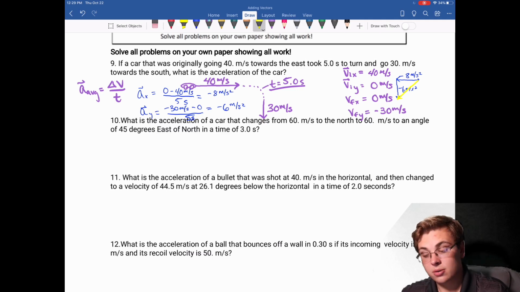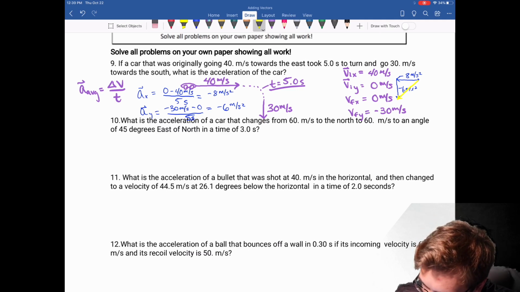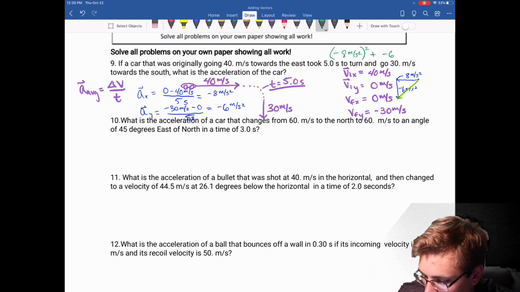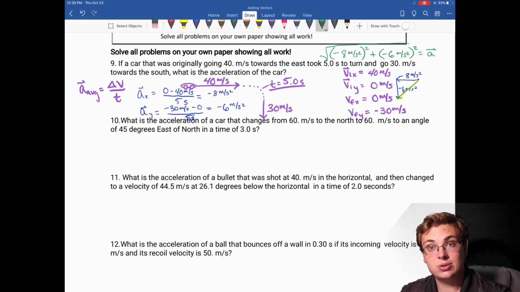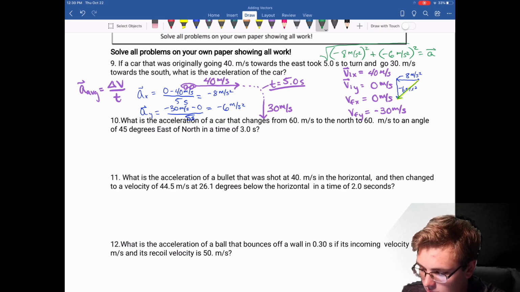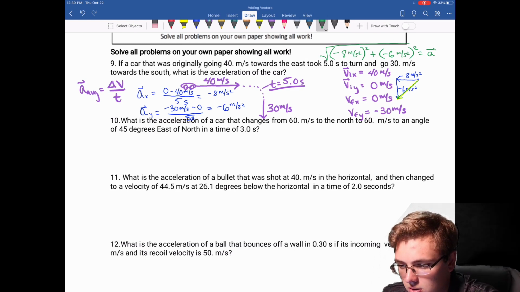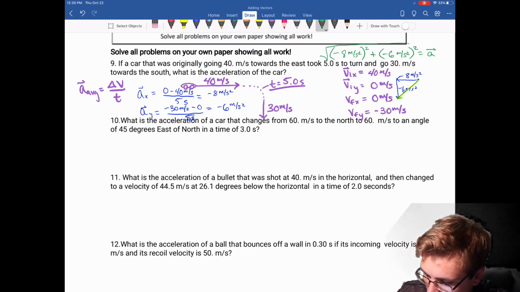Now we can use Pythagorean theorem to figure that out. So we get, I'm just going to draw it up here in green, negative 8 meters per second squared squared plus negative 6 meters per second squared squared. We take the square root of this, and our final answer for our A, or our magnitude, not our direction yet, is going to be 64 plus 36, all under the square root, which gives us 10. So our A so far is going to equal 10 meters per second squared.